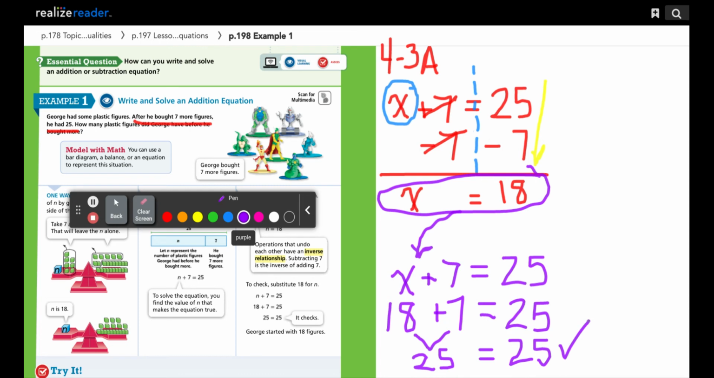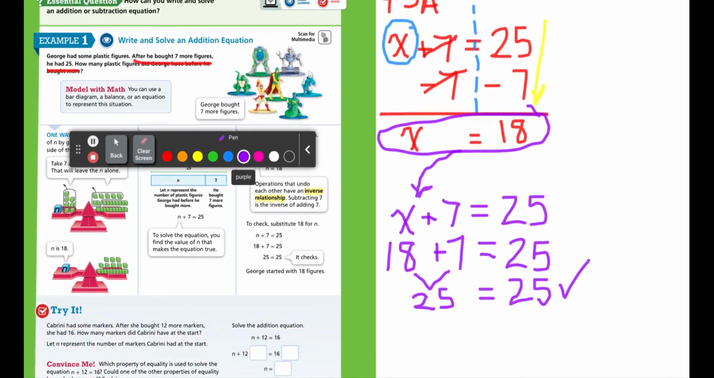One other important thing for us to notice is in this little bubble over here, it says operations that undo each other have an inverse relationship. Subtracting 7 is the inverse of adding 7. So in your notebook, I want you to write inverse operations.